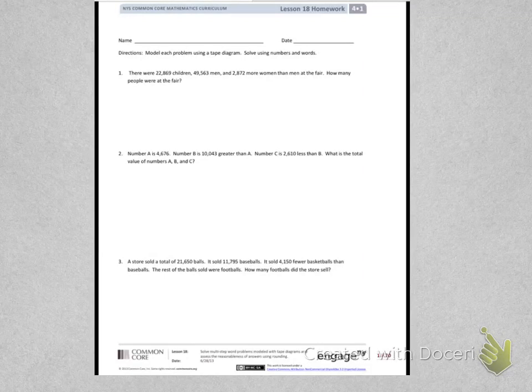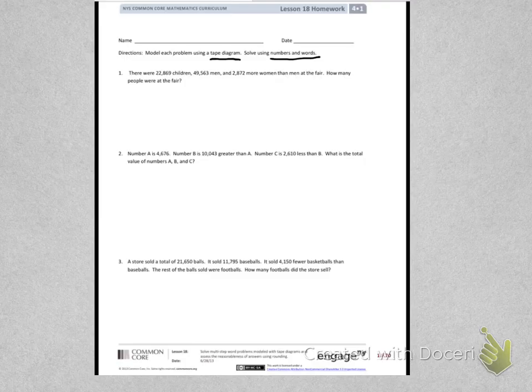Grade 4, Module 1, Lesson 18 homework. Directions. Model each problem using a tape diagram. Solve using numbers and words. So we're going to be looking for a tape diagram and solving it using numbers and words. So let's read the problem first and see what we're looking to do.